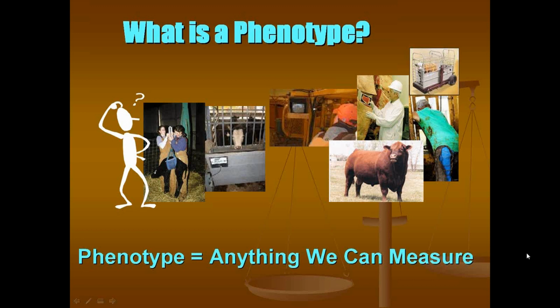So there are many different ways to gauge and measure phenotype: scales, ultrasound machines, and our fingers and our eyeballs, but they are all phenotypes. Basically, that's anything we can measure. And yes, in fact, if we were so interested, I don't know why we would be, we could actually measure an animal's ear length, and that would qualify as a phenotype.